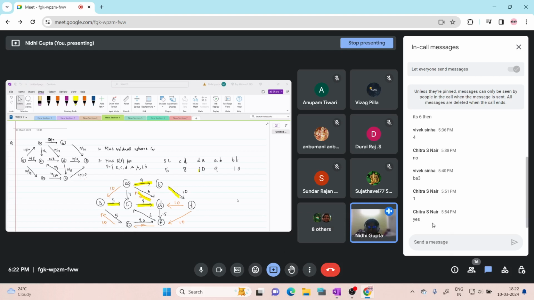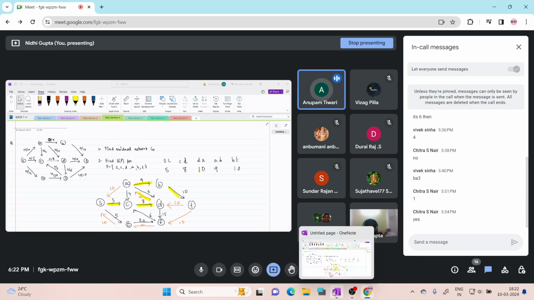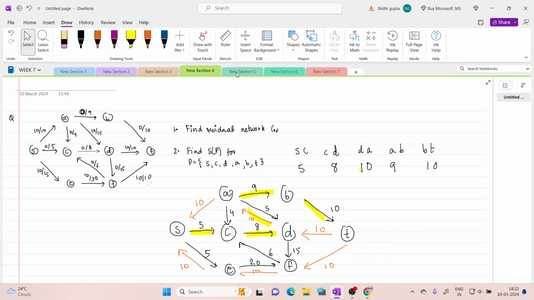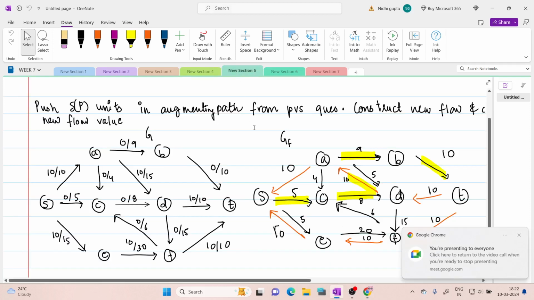So path capacity is basically the minimum of weights. So path capacity is 5. So now we'll see the next question, for the same question.